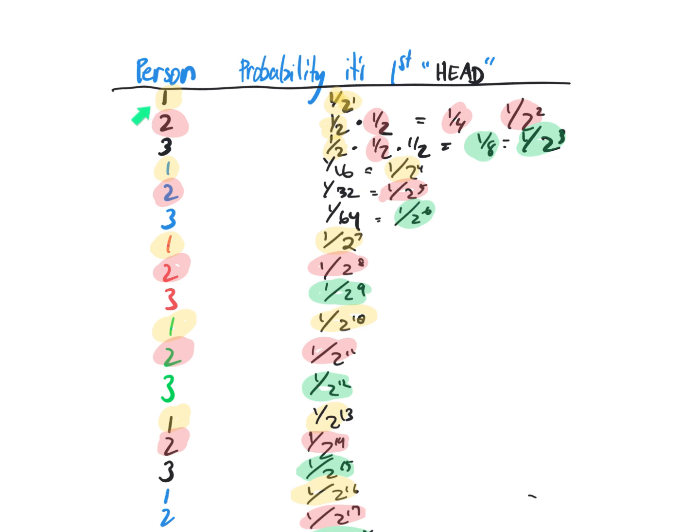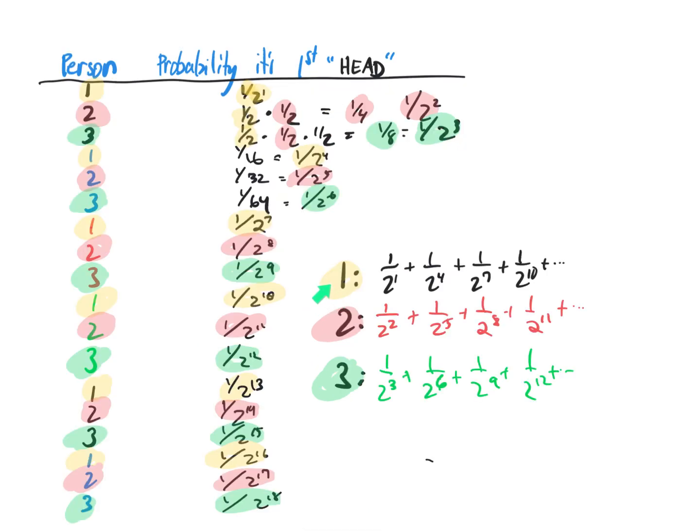All right, so next we're going to look at a pattern for person 1's probabilities, and then we'll look at a pattern for person 2's probabilities, and then person 3's probabilities. So the probability that person 1 is the first person to toss the heads is the sum of these probabilities, because if the heads are never tossed, then we just keep on adding these, but eventually they're going to get tossed.